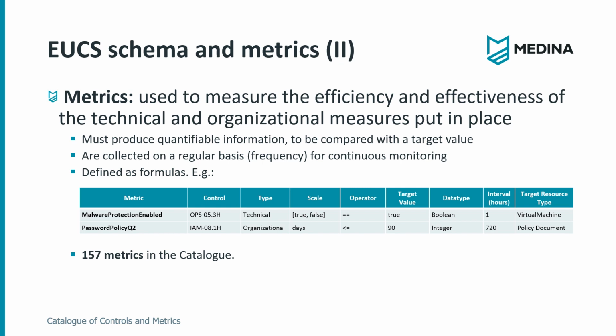The first metric is represented by a Boolean value, to check if the malware protection is enabled. While the second metric is an integer, that measures the number of days the password remains unchanged. There is a total of 157 metrics in the catalogue.